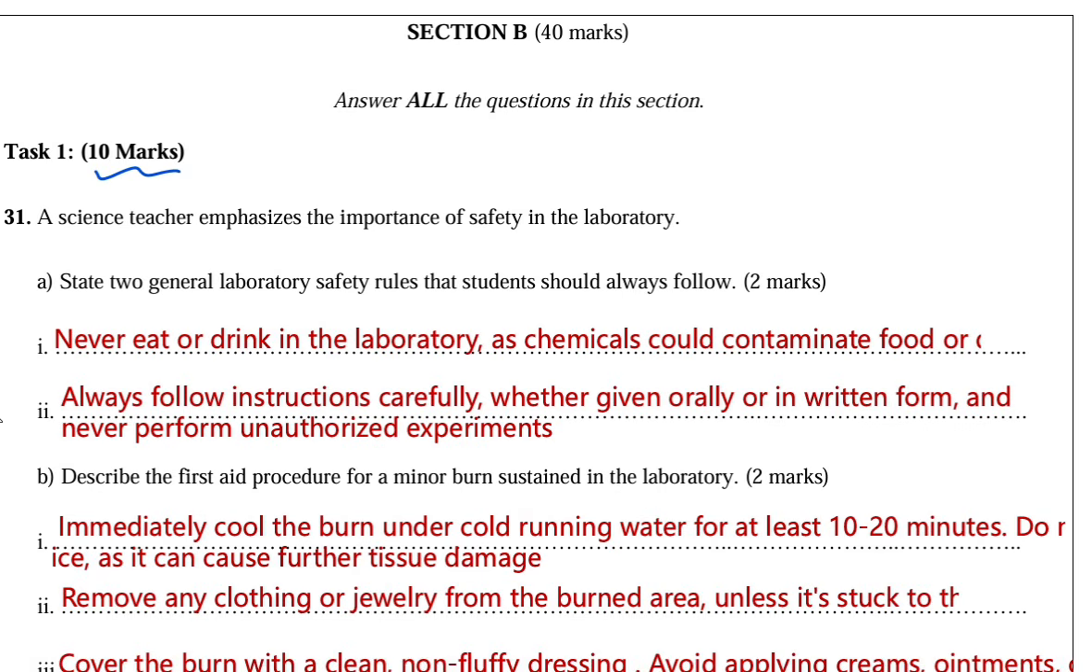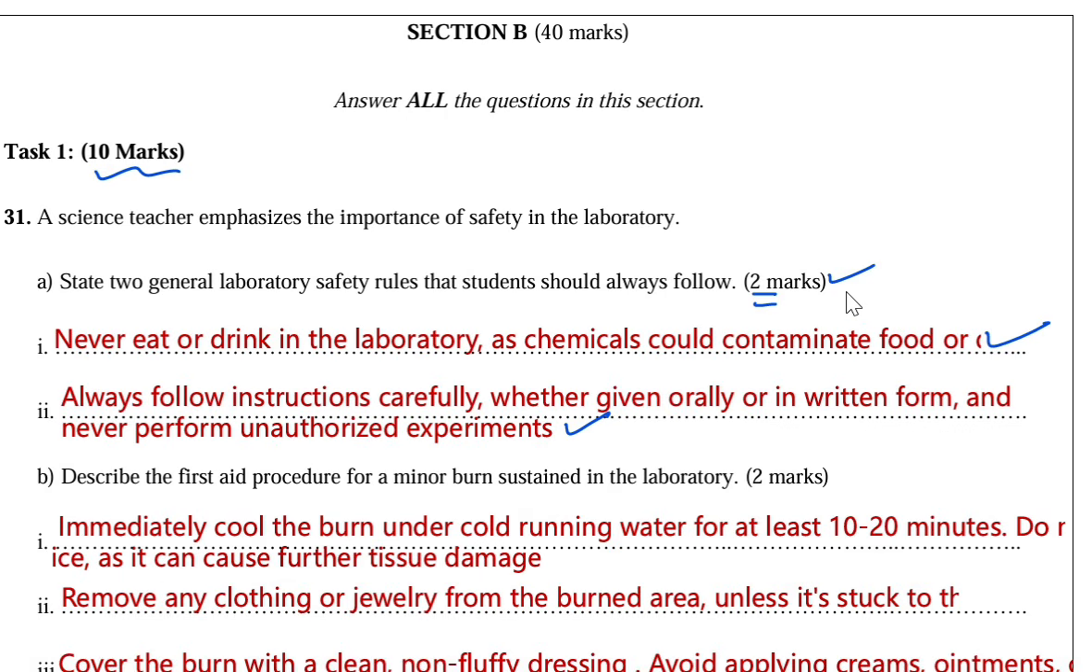A science teacher emphasizes the importance of safety in the laboratory. State 2 general laboratory safety rules that students should always follow, 2 marks. So number 1, never eat or drink in the laboratory, as chemicals could contaminate the food or the drink. Also, always follow instructions carefully, whether given orally or in written form, and never perform unauthorized experiments. So they were asking to state 2, and those are my 2 rules.